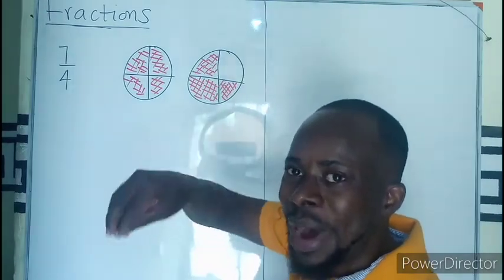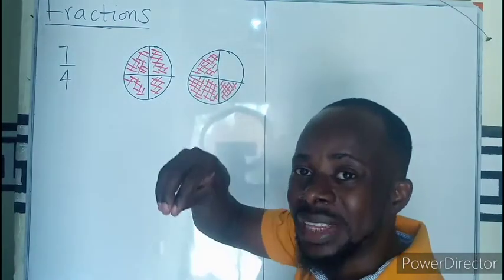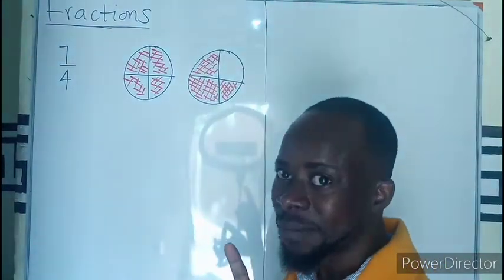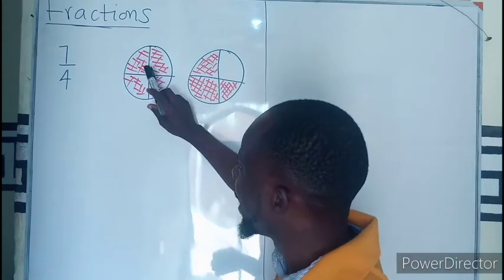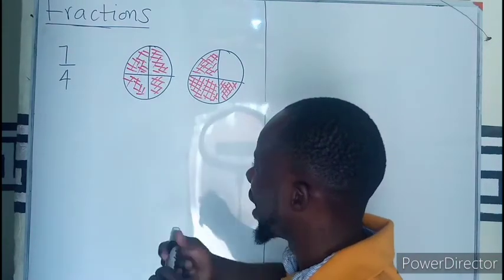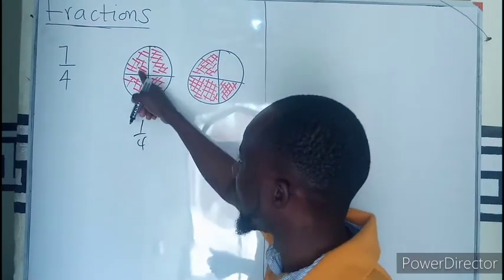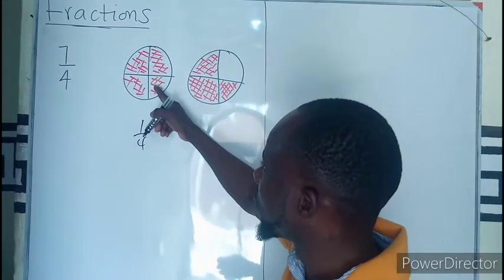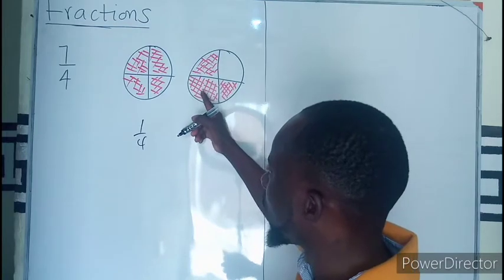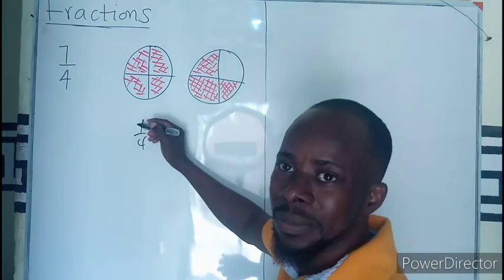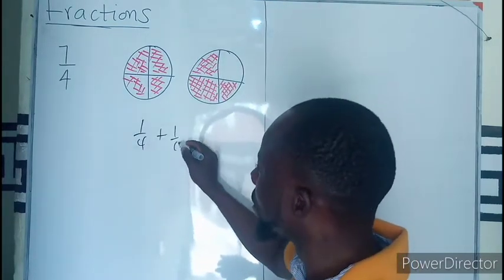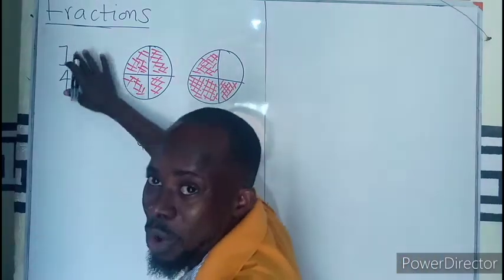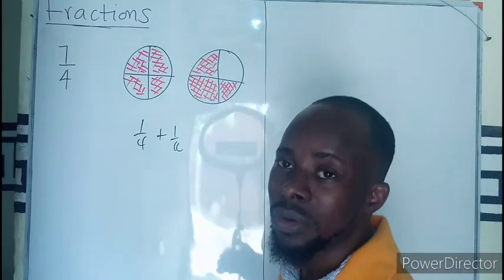Then each of the parts that you are taking, that is the 7 parts you are taking, is just 1 out of 4 of the parts. So in this case, if I take this, it is 1 out of 4. This one is also 1 out of 4. 1 out of 4, 1 out of 4, 1 out of 4, 1 out of 4. So there are 7 of them. So 1 out of 4, 7 times produces what we call 7 out of 4.